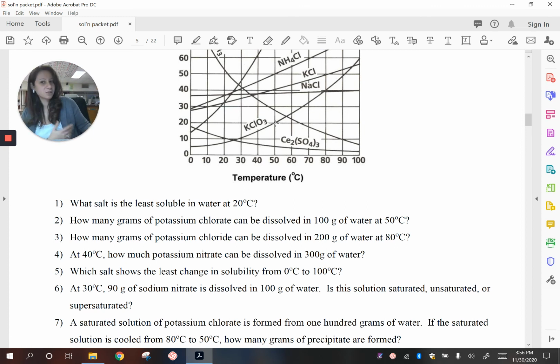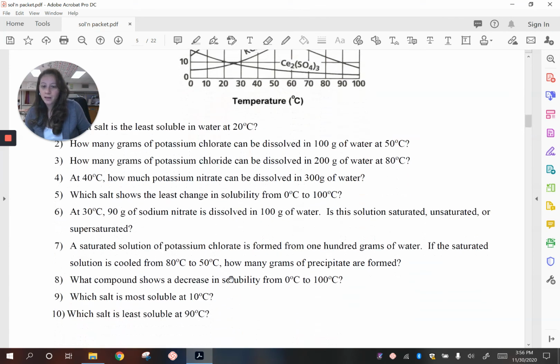So it looks like this one's not going to form a supersaturated solution. It's going to precipitate. So how much would precipitate? Well, I originally had 40 grams dissolved. Now I only have 20 grams dissolved. So the difference between them, the other 20 grams, is what's going to precipitate. That's a tricky question.